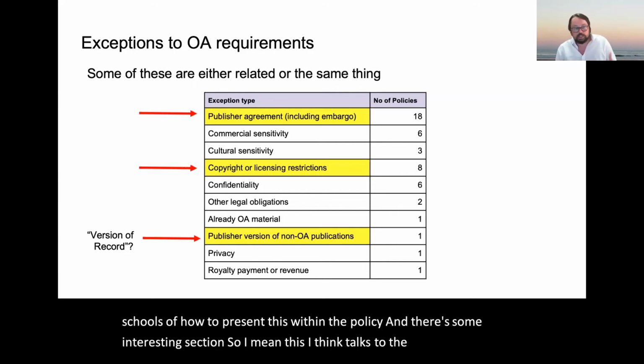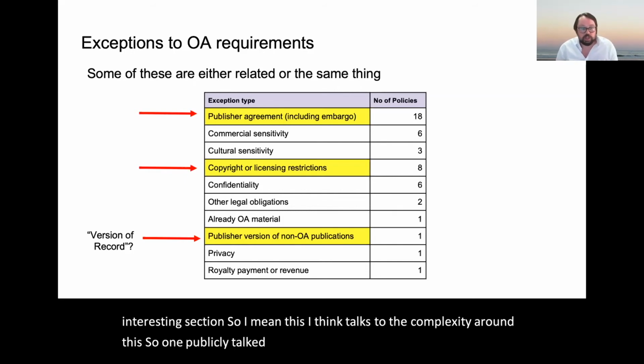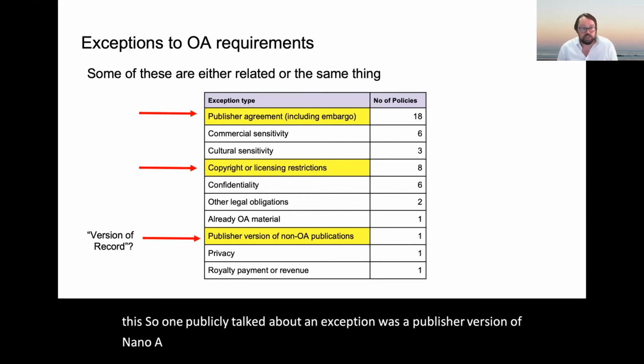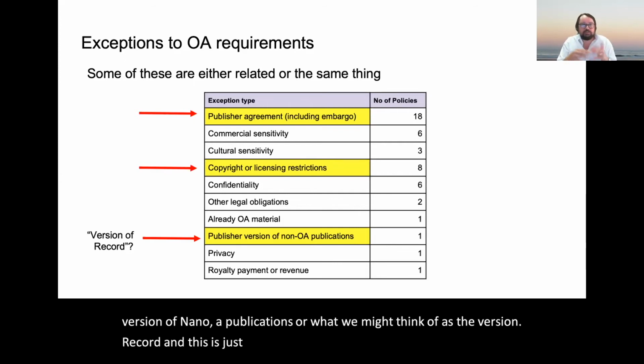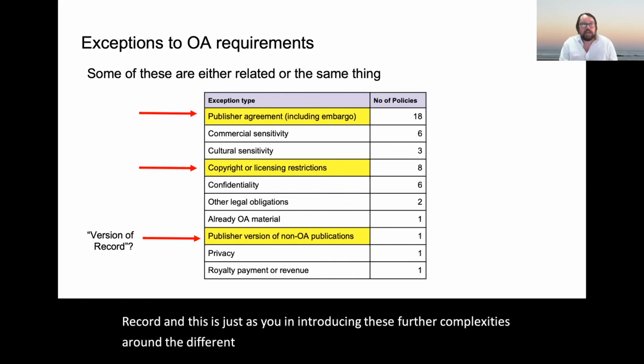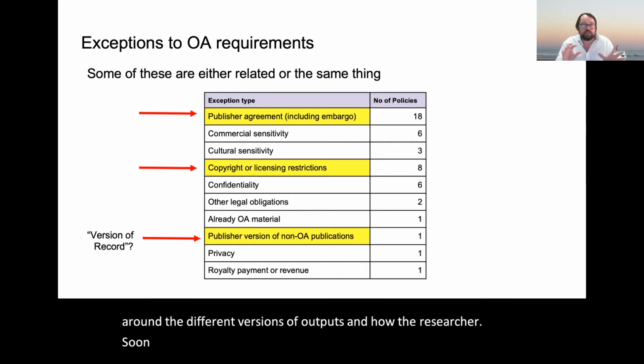So one policy talked about an exception being a publisher version of non-OA publication. So what we might think of as the version of record. And this is just, as you all know, introducing these further complexities around the different versions of outputs and how the researchers to whom these policies apply are supposed to navigate this landscape and understand these distinctions between the different versions of their work.